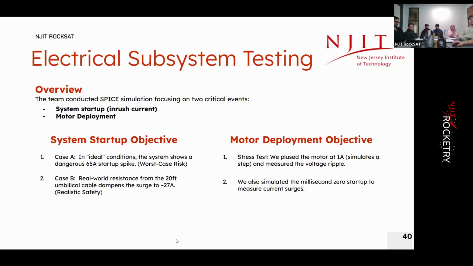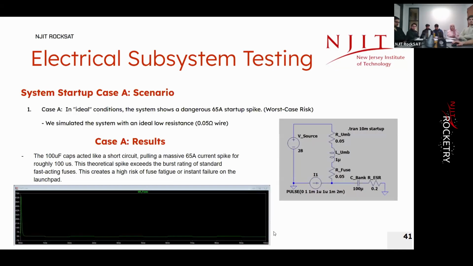And for the motor deployment, we stress tested the stepper motor at 1 amp, and we wanted to measure the voltage ripple. The second thing is we simulated the millisecond zero startup to measure current surges. So for the system startup, in case A, we simulated minimal resistance at around 0.05 ohms.